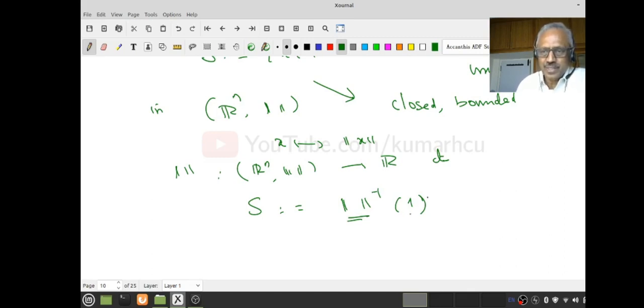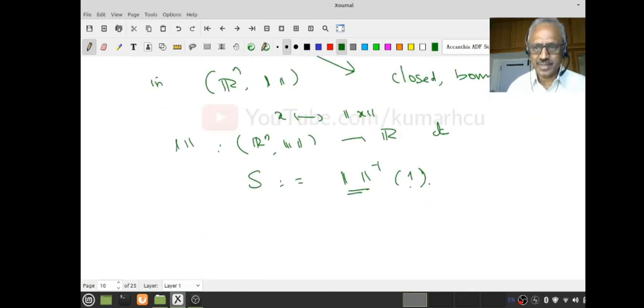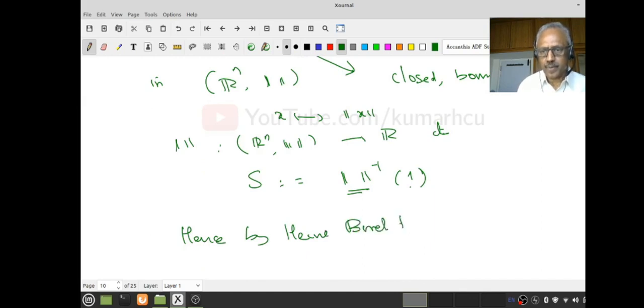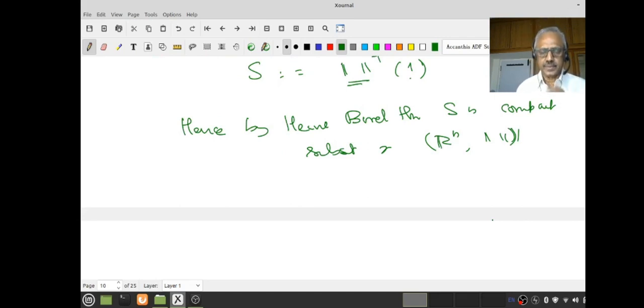Why is it bounded? Of course, for every vector in S, its norm is 1. Therefore it's bounded, and hence, by the Heine-Borel theorem, S is a compact subset of Rn with Euclidean norm. Okay, very good.